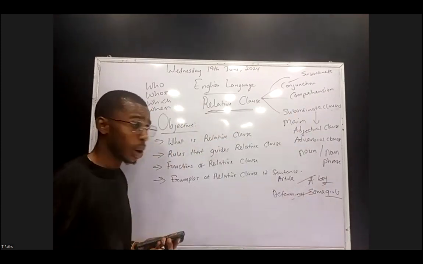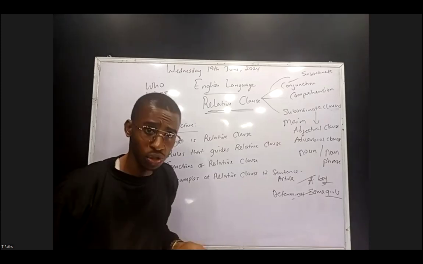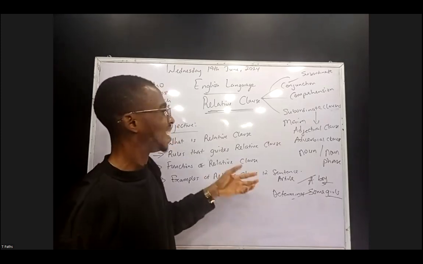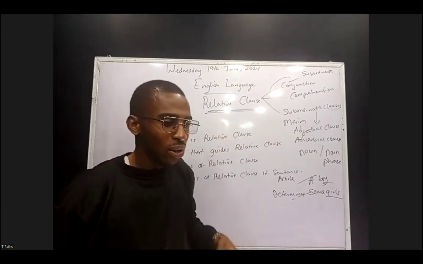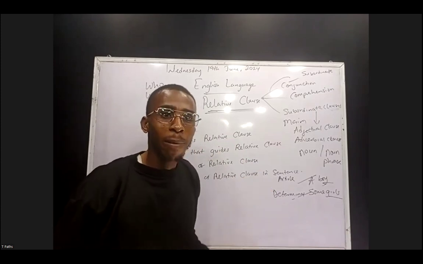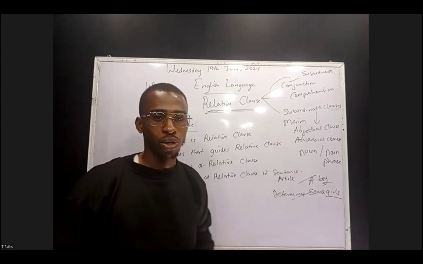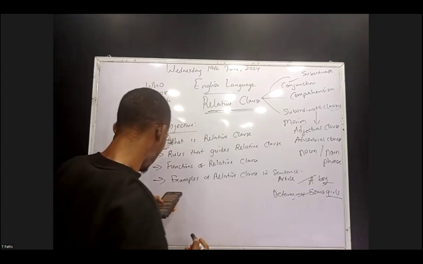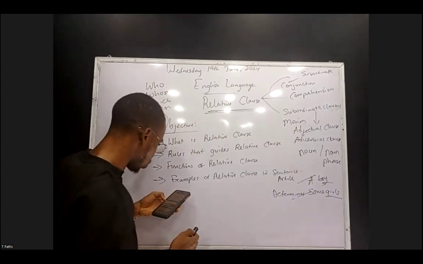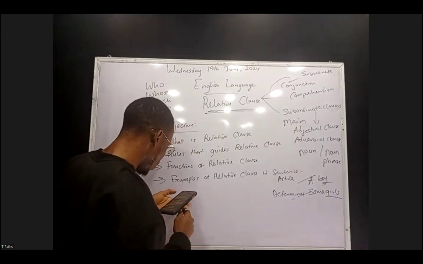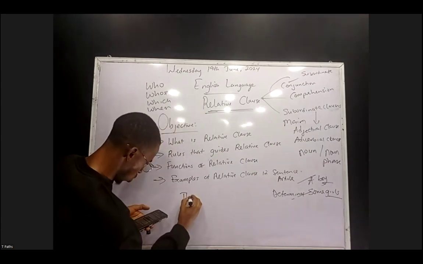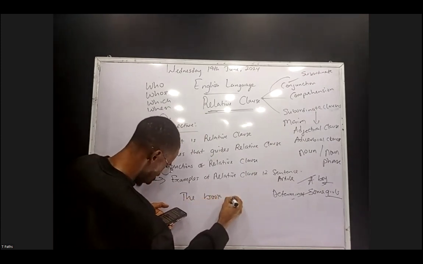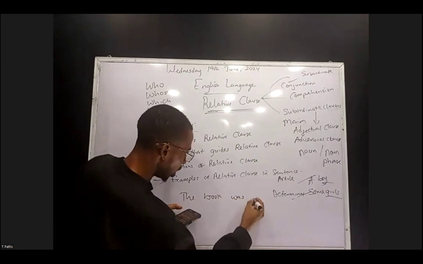But we are not moving on to that. I'm just giving you the function whereby this particular relative clause functions. So the work of a relative clause is a dependent clause that gives further explanation about the noun or a noun phrase. For example, let's look at this example together. Let's take note of this example together. For example, if you have a sentence like, the book was interesting.